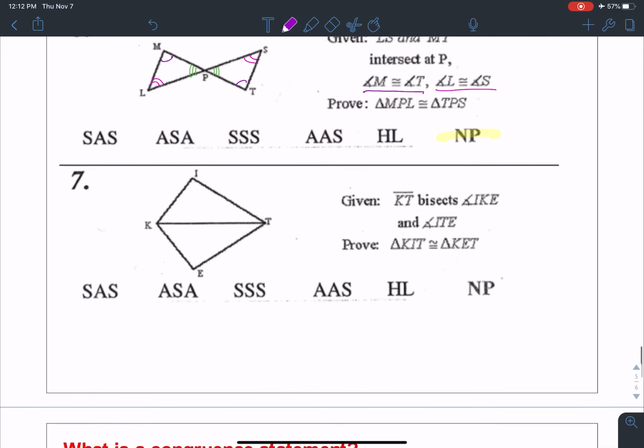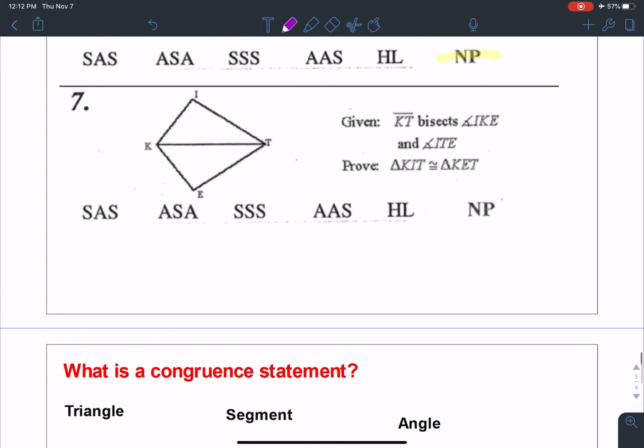So moving on to the last one, number 7. It's telling you that the segment KT is bisecting the angle IKE and angle ITE. So I'm going to go ahead and mark that on my picture. When it says that the segment KT is bisecting the angle, that means it's cutting it into 2 equal pieces. So I'm going to mark that one over there and then these two over here.